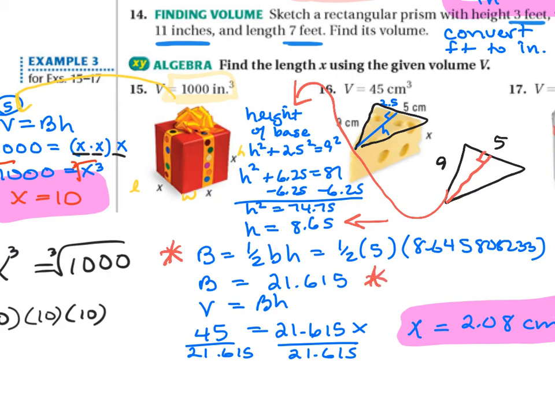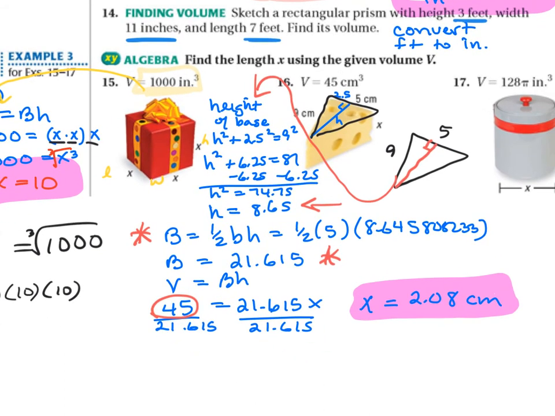The area of my base is 21.615. And now to find the height, which is x, I'm going to work backwards. They gave me the volume already calculated. It was 45. Set that equal to the 21.615x. So the height of this piece of cheese, which is a triangular prism, is going to be 2.08 centimeters.